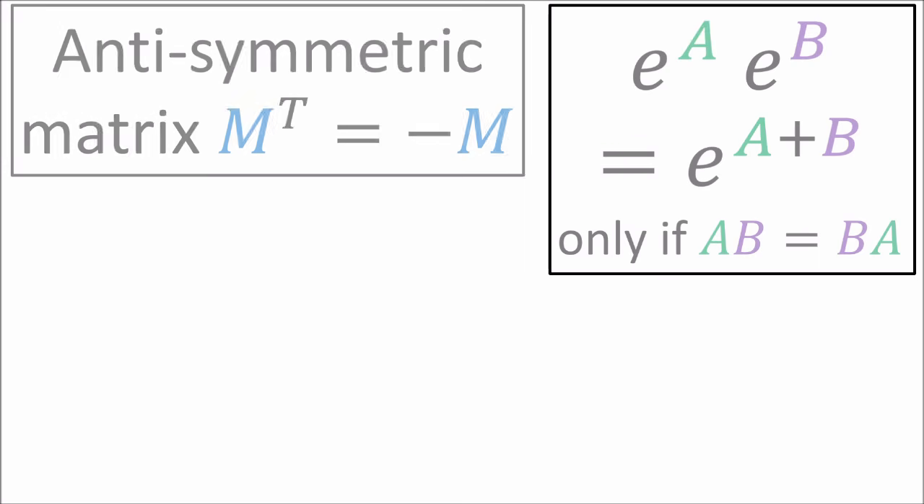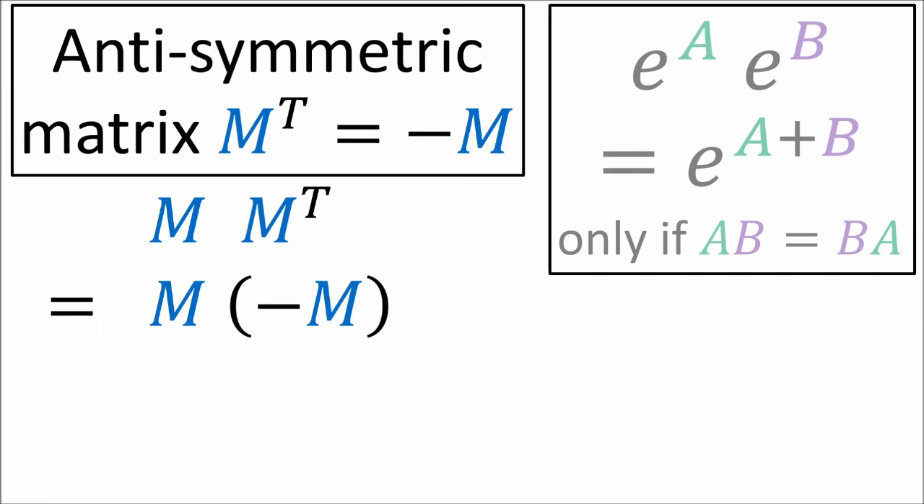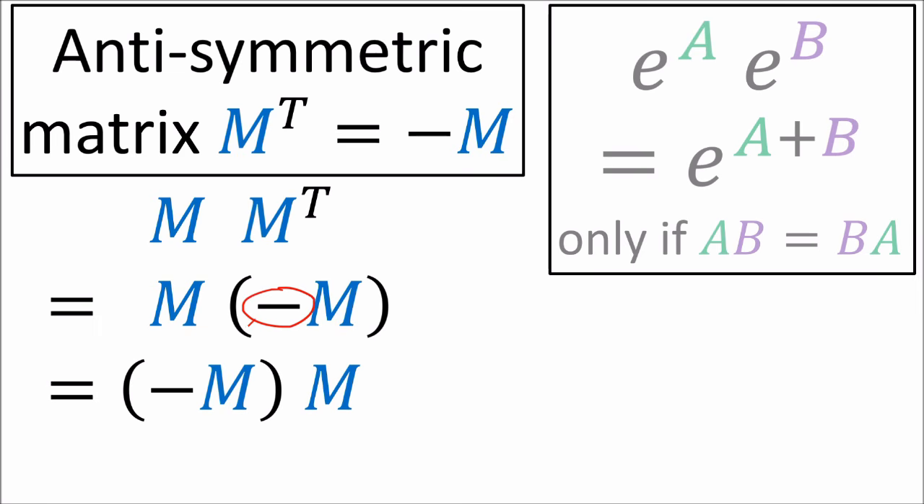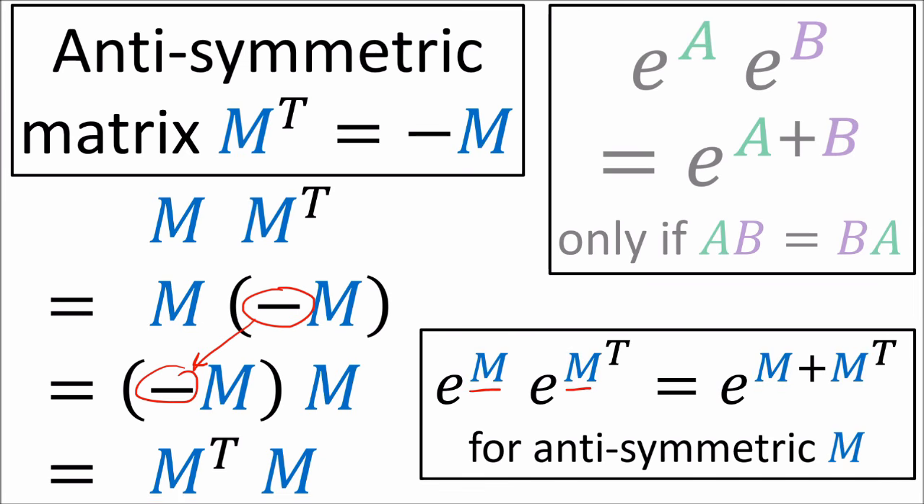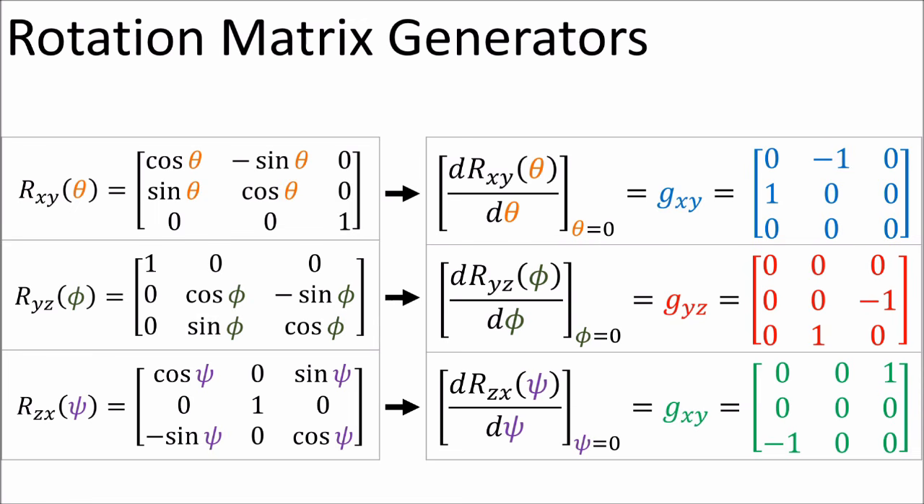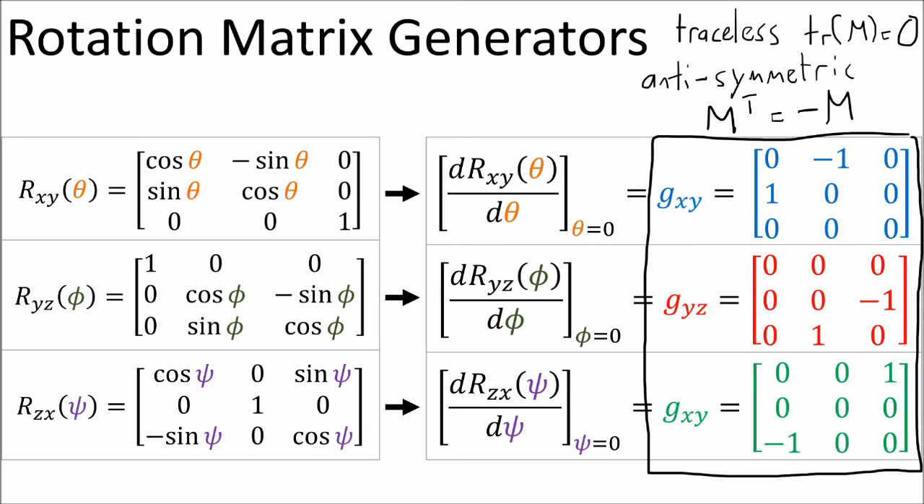In the case of an anti-symmetric matrix, it does commute with its transpose, because we can move the minus sign from one matrix to the other. So the rule for turning a product of exponents into the exponents of a sum does work, but we need to prove the two matrices commute before we can use this rule. So we've proven that all SO3 generator matrices are traceless and anti-symmetric.